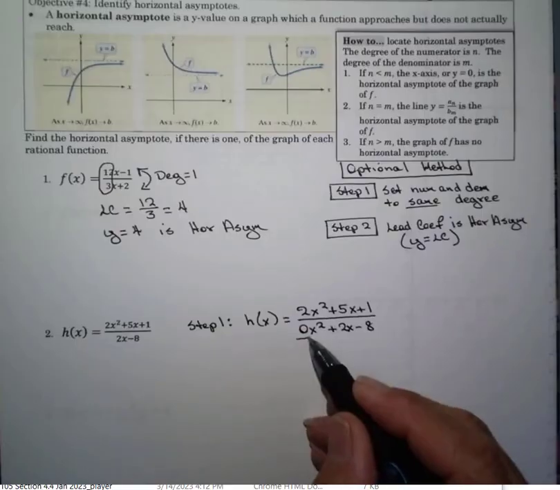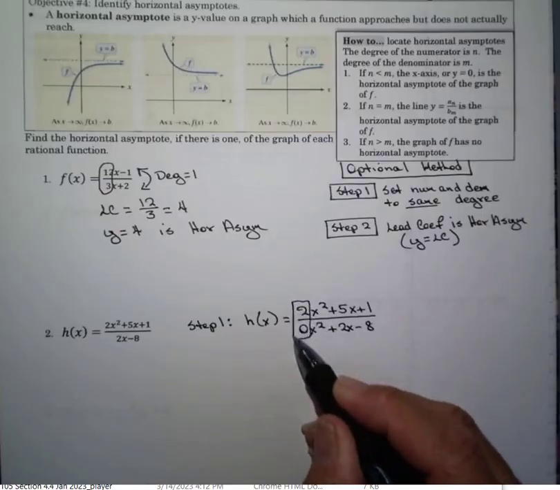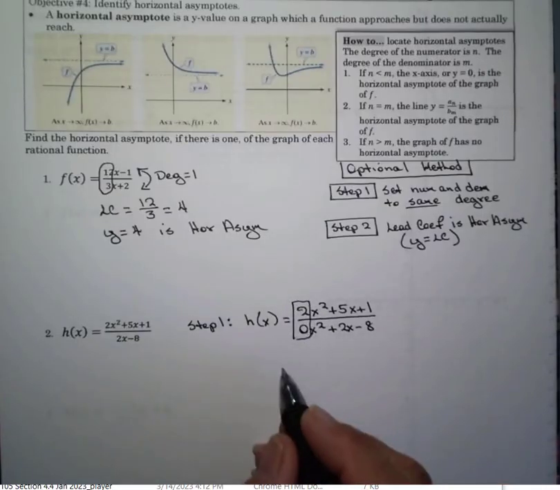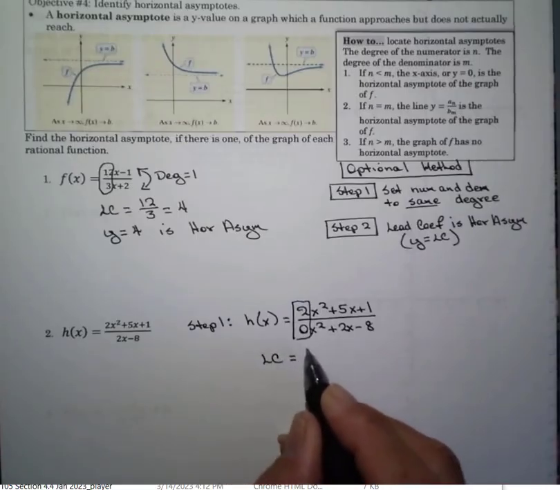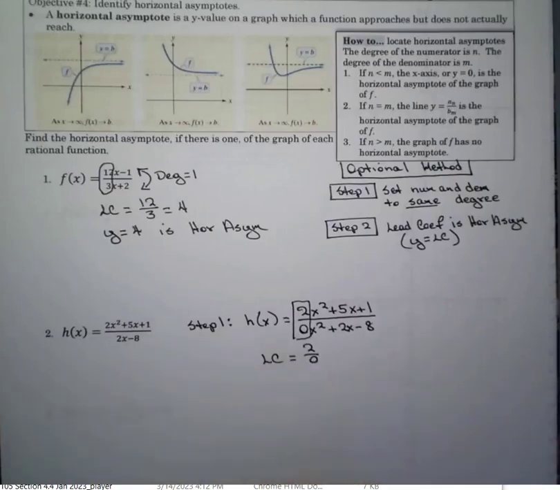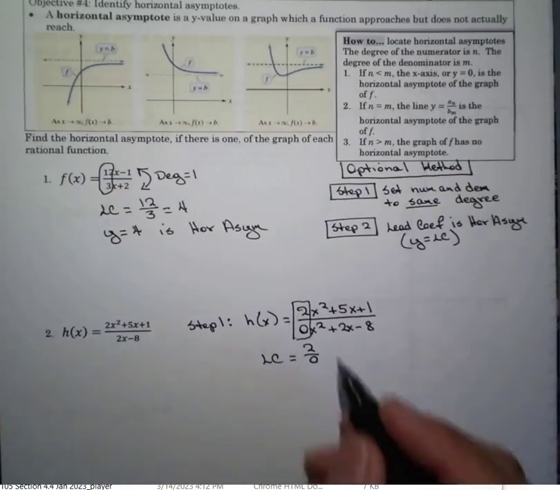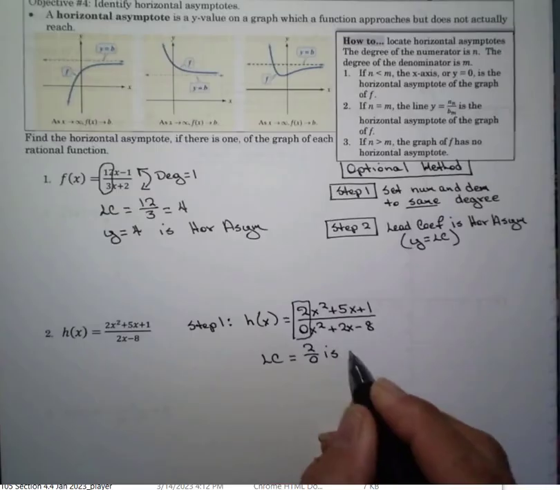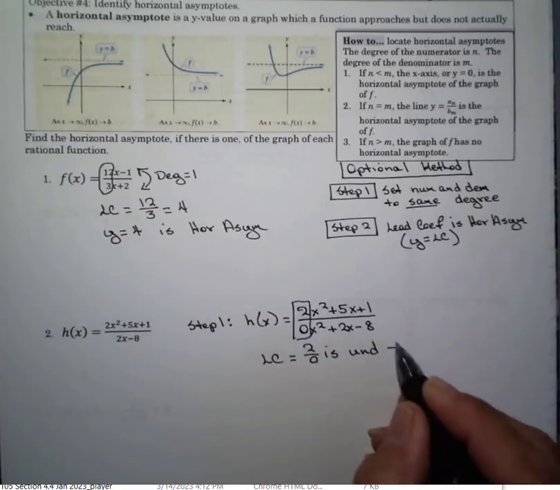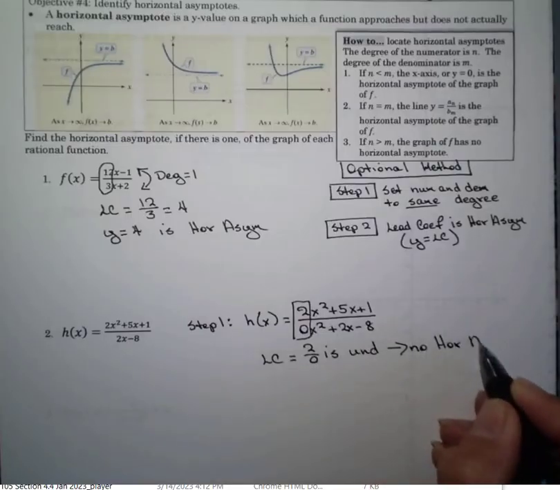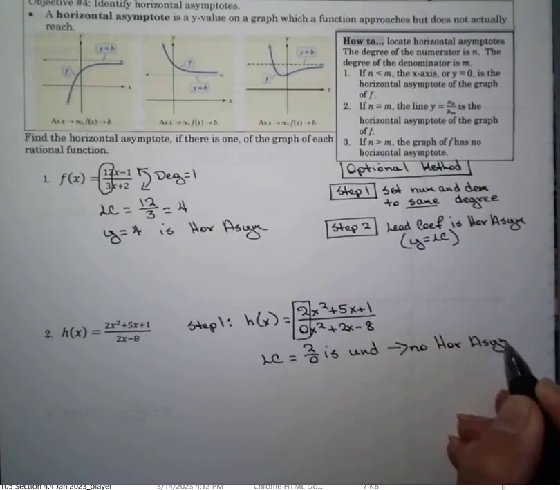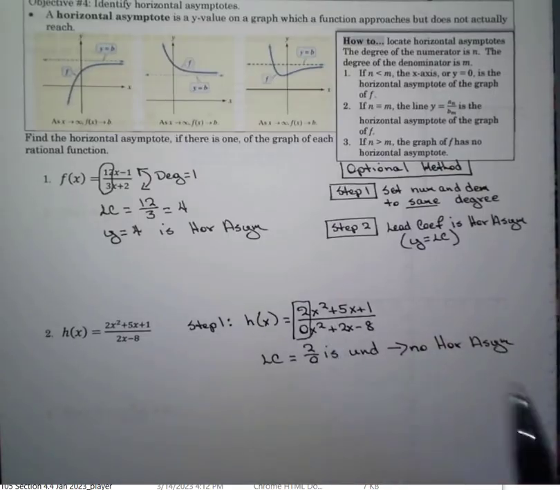Now I can take my leading coefficients, and that is going to be my horizontal asymptote. The leading coefficient here is 2 divided by 0. Well, 2 can't be divided by 0. This is undefined. If that happens to you, you have no horizontal asymptote. If it was the other way around and it was 0 divided by 2, our horizontal asymptote would be y is equal to 0.